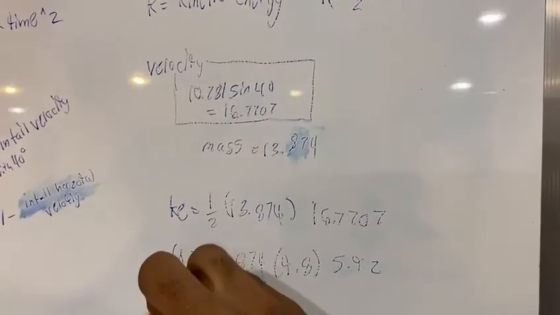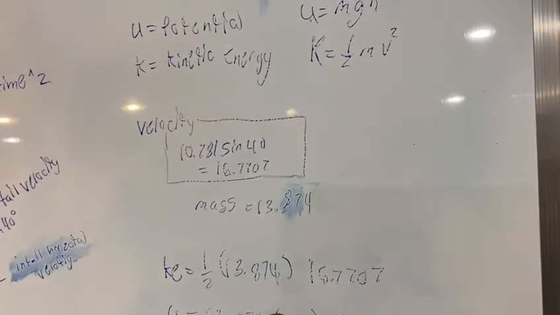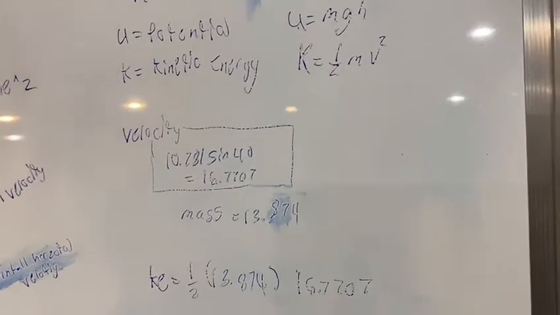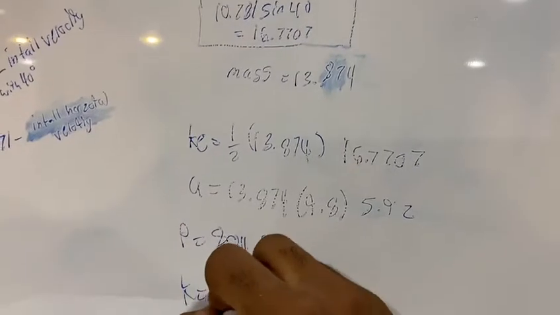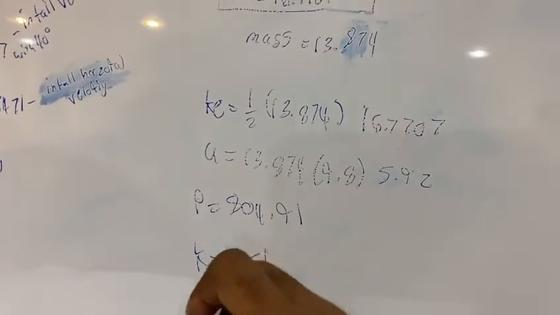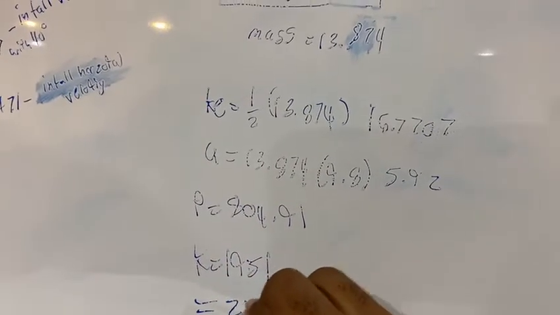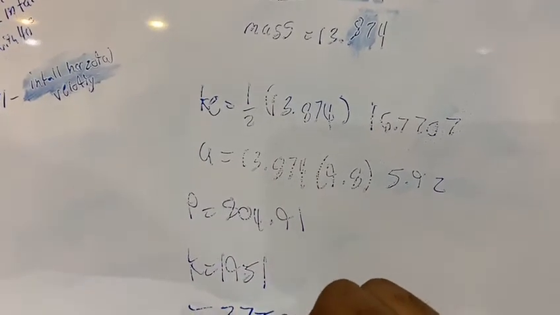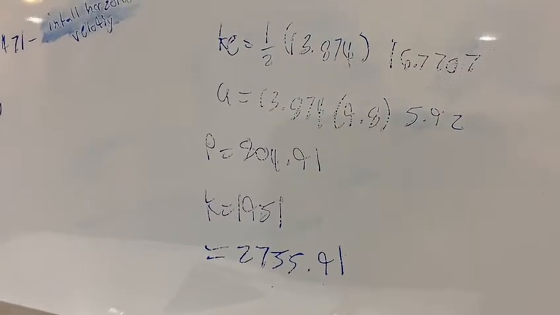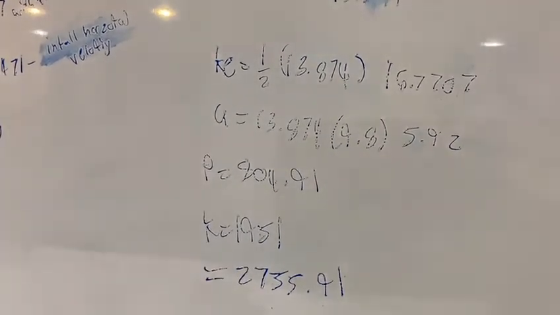of, for potential energy, which I'm just going to turn into P real quick, 80491, and for kinetic energy you should get 1951, and together that should equal this number, which is 2755.91, which is your mechanical energy.